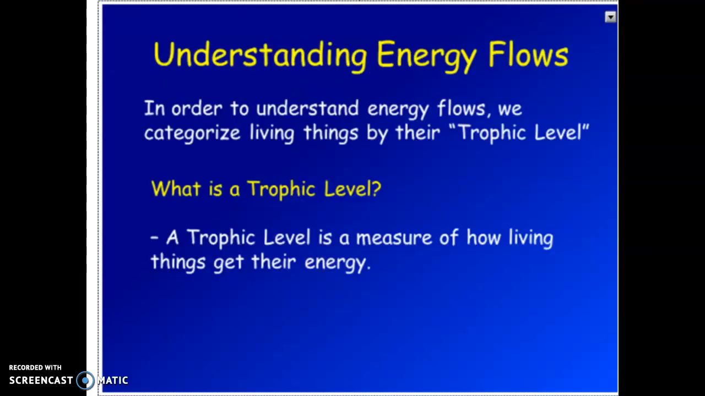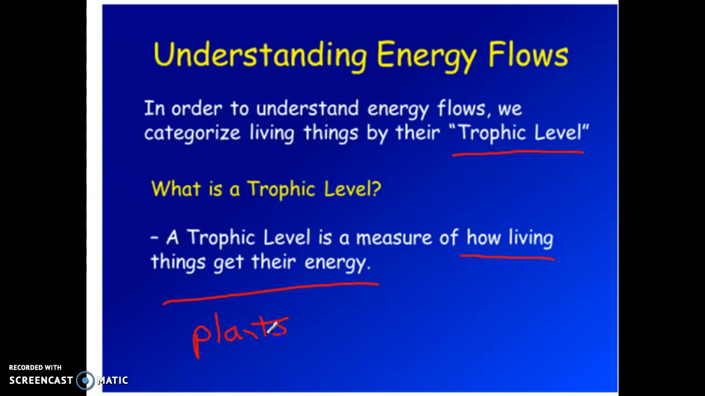Okay, so first of all, when we refer to energy flows, we're going to start talking about something referred to as a trophic level. A trophic level is essentially a categorization to talk about how living things are able to get their energy. For example, the way that plants get their energy is very different from the way that a fish would get its energy, or very different from the way that a lion would get its energy, right? So every type of organism fits into a specific trophic level.